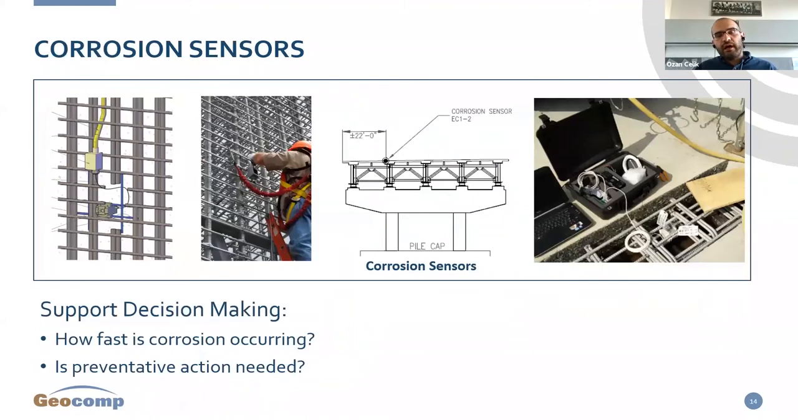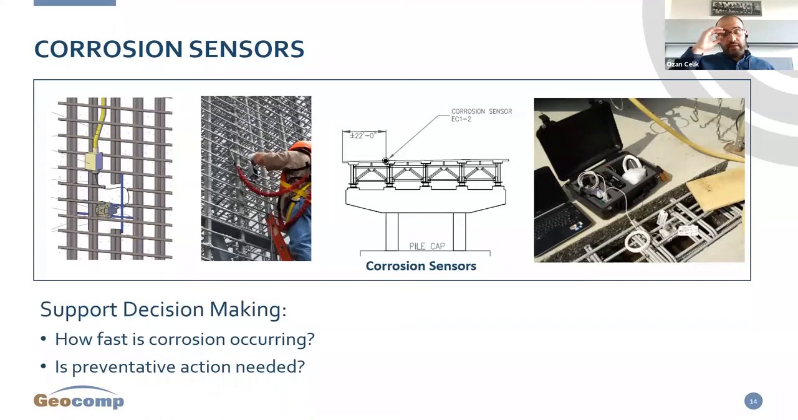Corrosion sensors are a great way of providing information about linear polarization resistance, open circuit potential, chloride ingress, or many other parameters in an electrochemical sense that might be related to tracking corrosion.